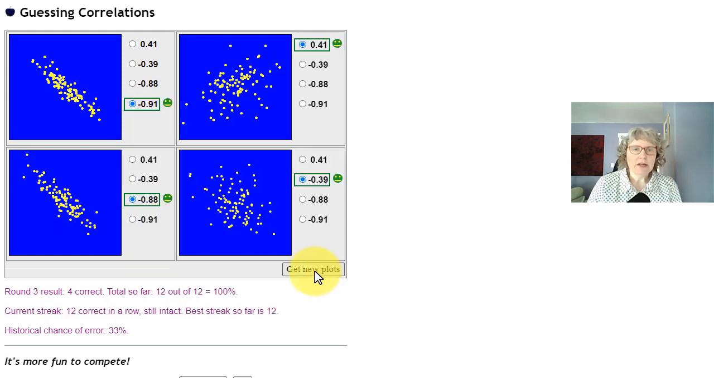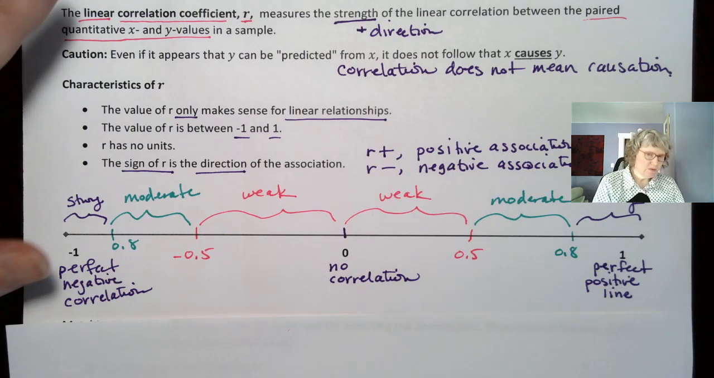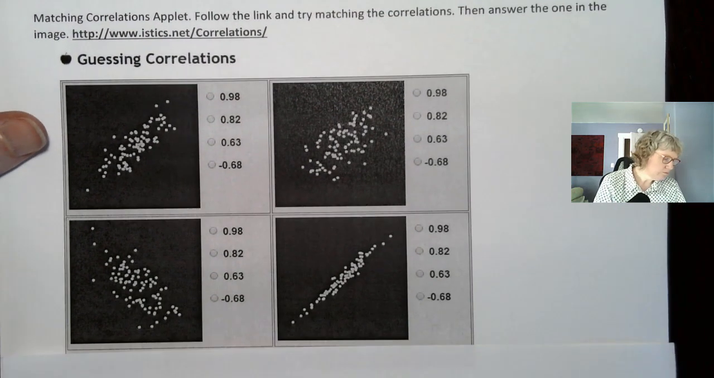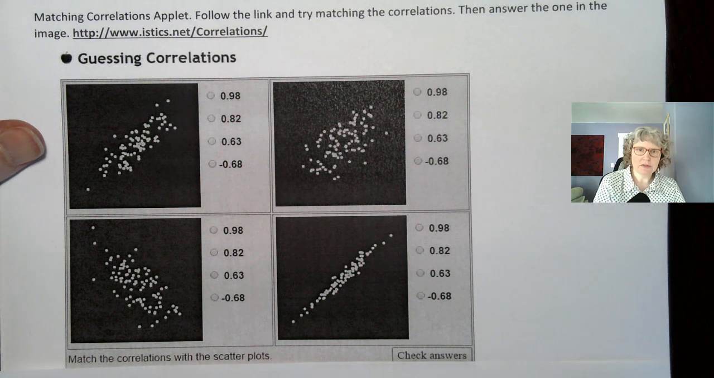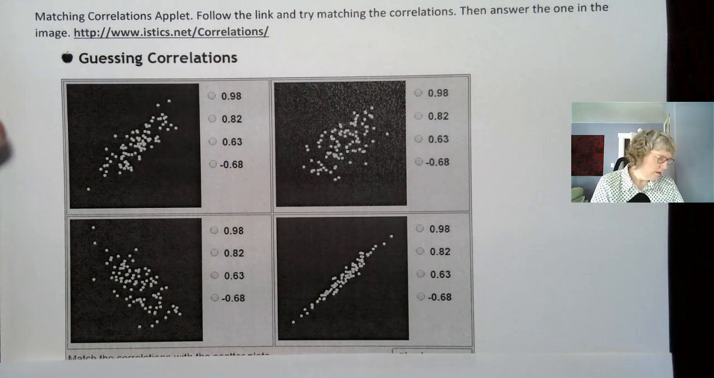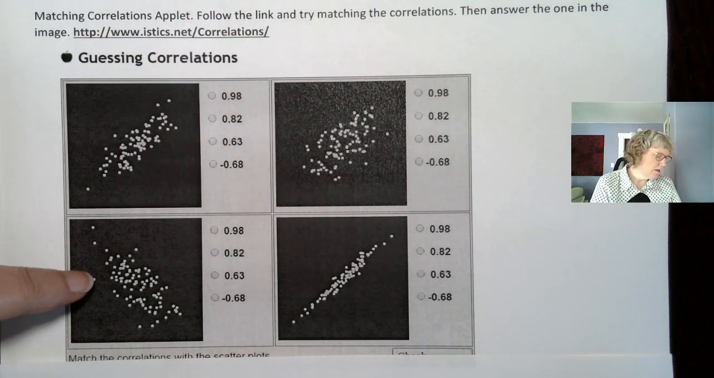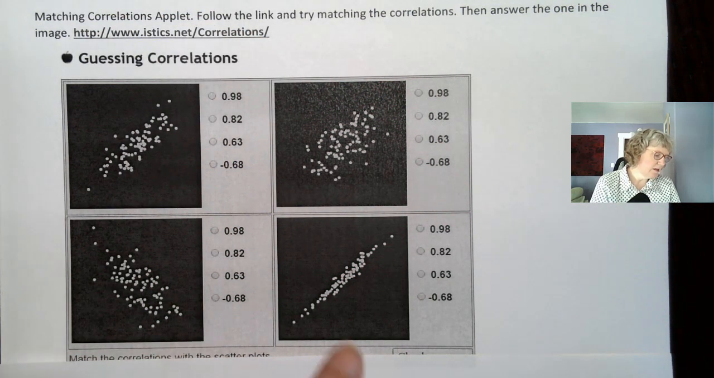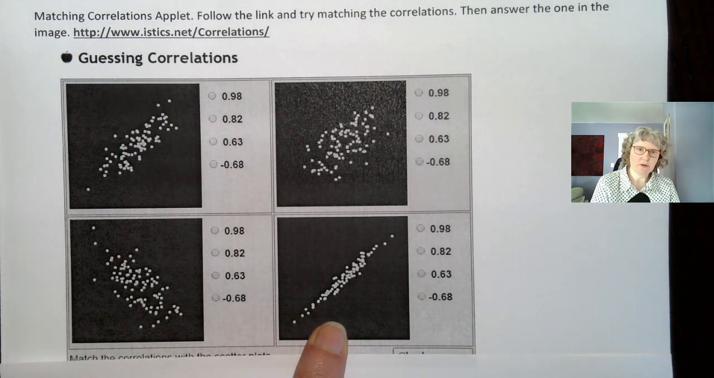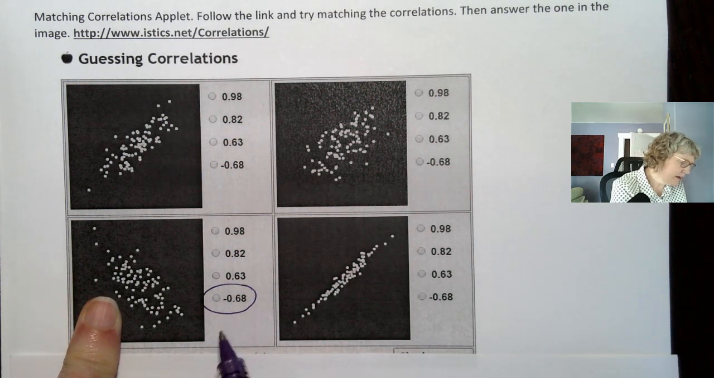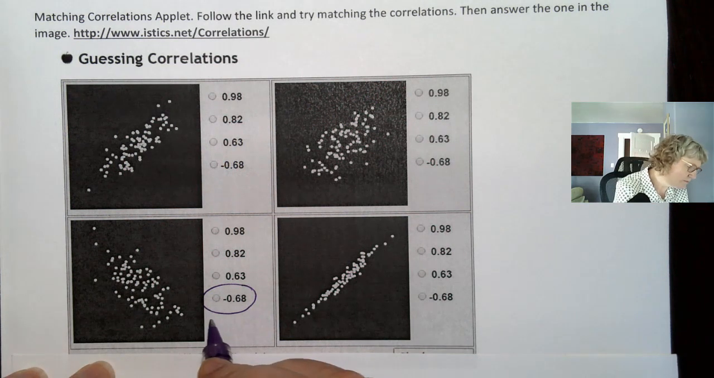Okay, great. So play with that a few times, and then let's go back to the notes, and let's do this one so you have it in your notes. So the one that's printed in the notes has, let's see, the upper left is positive, upper right is positive, lower left is negative, and lower right is positive. So we've got 3 positives and 1 negative. So I'm going to match the negative one right away because that's the only negative.